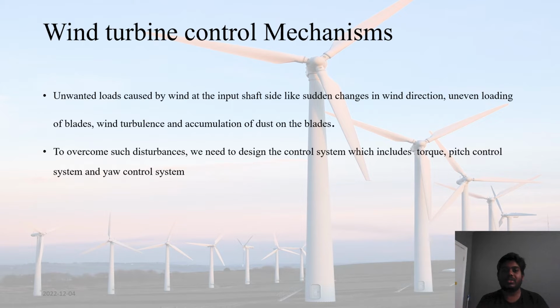To overcome such disturbances, we need to design a control system or control mechanisms which would allow us to get rid of all the negative factors that affect the wind turbine. Such control mechanisms include the torque control, pitch control system, and the yaw control system, to name a few from many in the case of wind turbines.